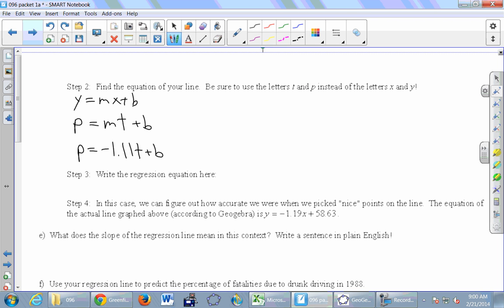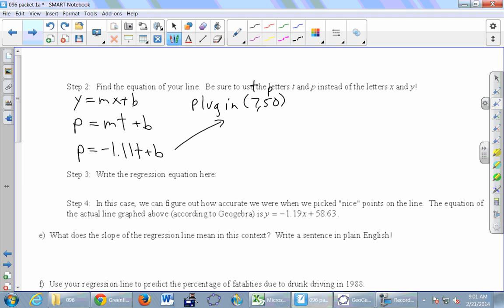And now, before we solve for b, we've got to plug some stuff in. So for example, we're going to plug in, what was the first point? Was it 7 and 50? Right, so let's plug those in for t and p into that equation. So what do we have? Instead of p equals, what do we put? 50 equals negative 1.11 times 7. And then we have to solve that for the b.